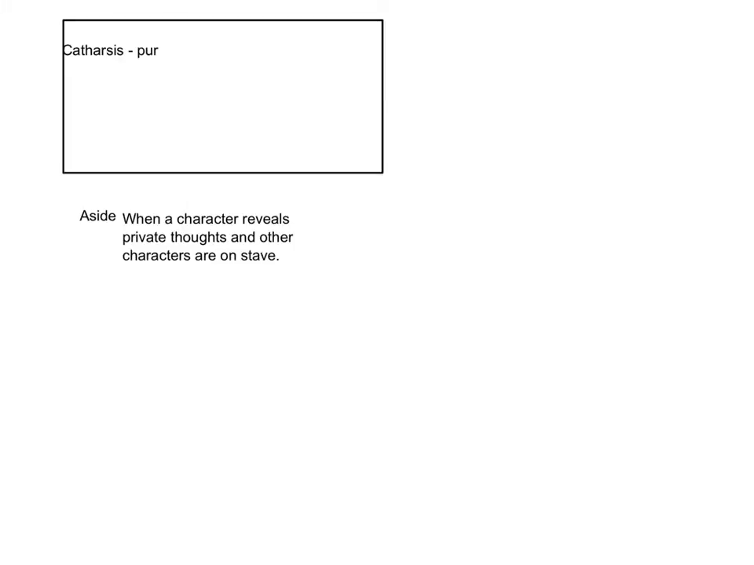Alright, so first up is an aside. Remember, an aside is when a character reveals private thoughts, and other characters are on stage. Now this could technically change depending. Certain characters can have an aside with each other, but since we're going with technical definitions, that's the best one. Catharsis, which is the purging of emotions.